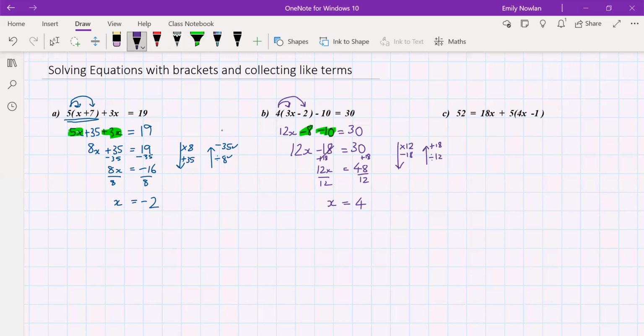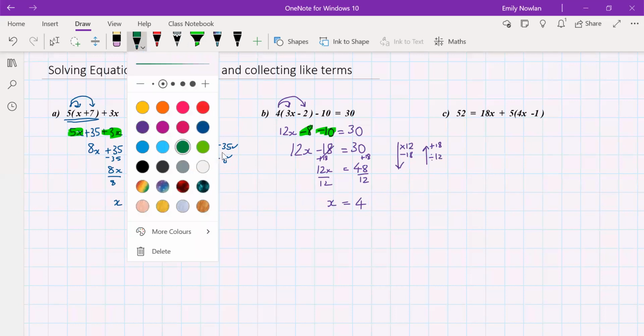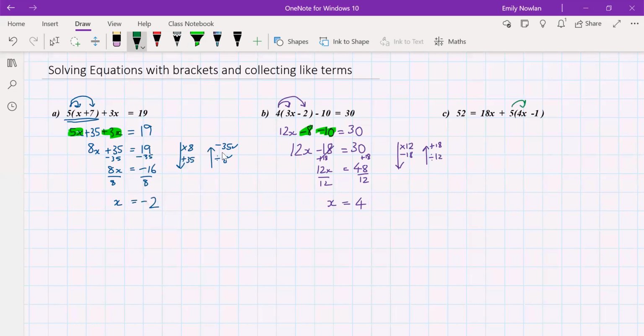Okay, last one. Choose a different color. Let's go green. Okay, 52 plus 18x plus 5 outside of 5 times 4x and 5 times minus 1. Now that 52 is just sitting there on the left-hand side. We leave it there. That 18x is just sitting there. It's got nothing to do with the brackets. Now, what we do have to do is expand our brackets though. Now we've got 5 times 4x, which is 20x, and 5 times 1, but it's not just a 1, it's a minus 1, so it's minus 5.